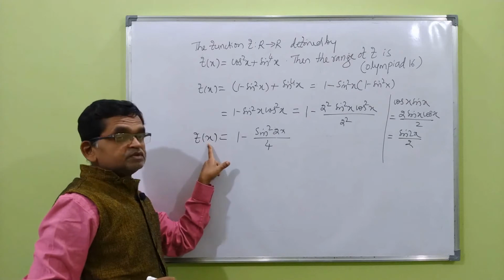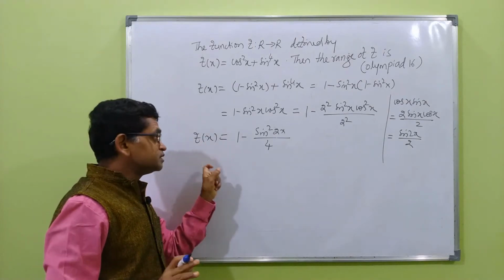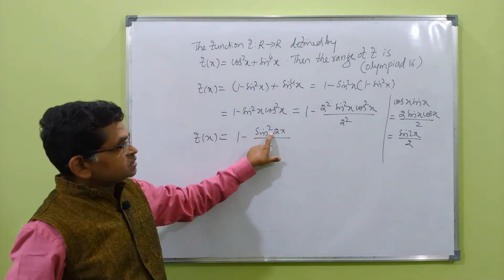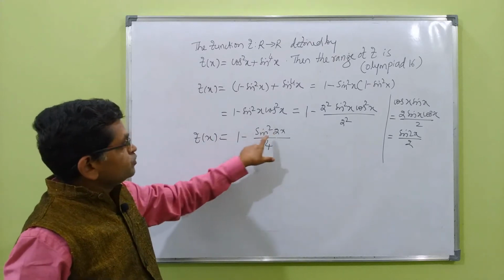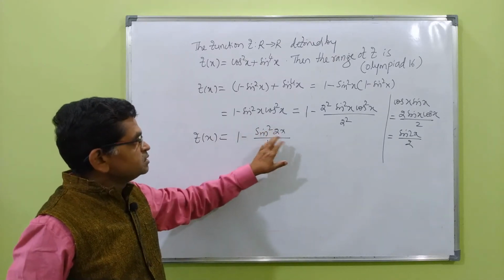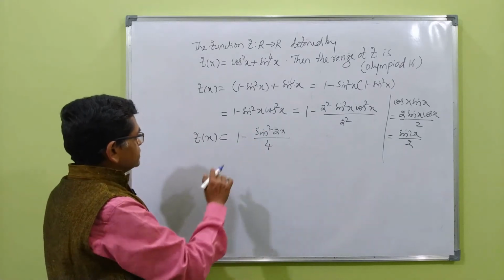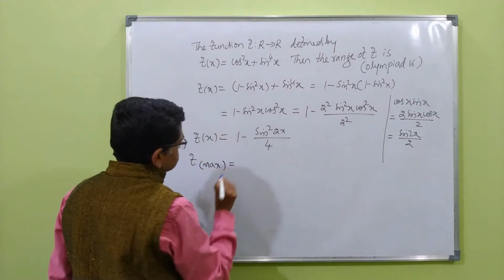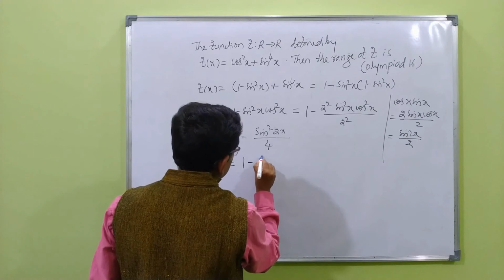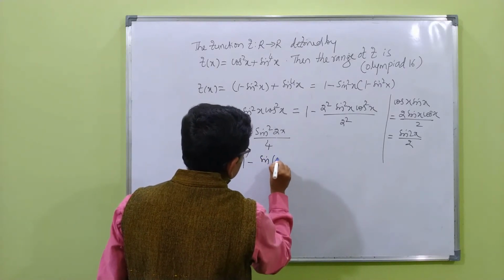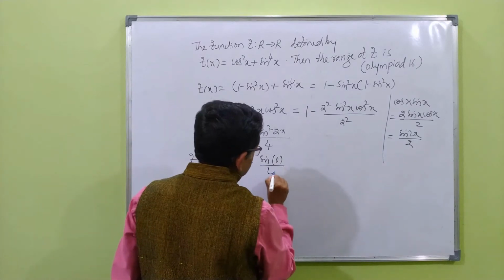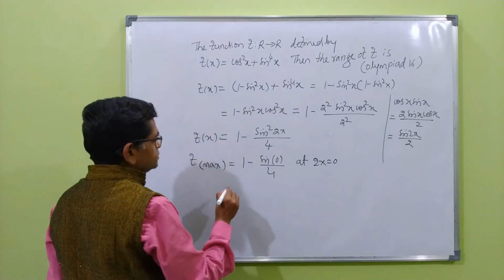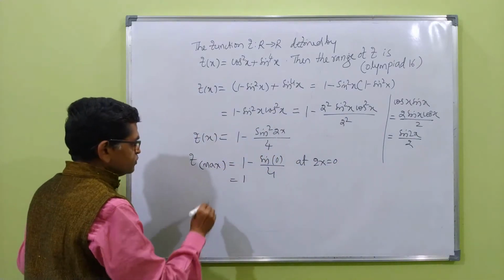So this f(x) will be maximum. You have to find the range. In order to find the range, you have to find the maximum and minimum values. This f(x) will be maximum when sin squared 2x is minimum, because 1 minus this is maximum. So f maximum is equal to 1 minus sin 0. Okay, that is 1. So f of maximum is 1.